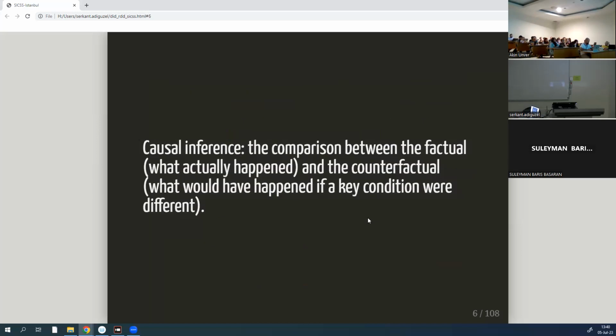But the problem is, of course, causal inference is essentially comparing these two things, the counterfactual and also the factual.